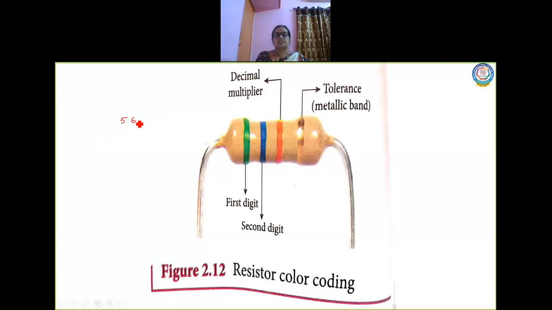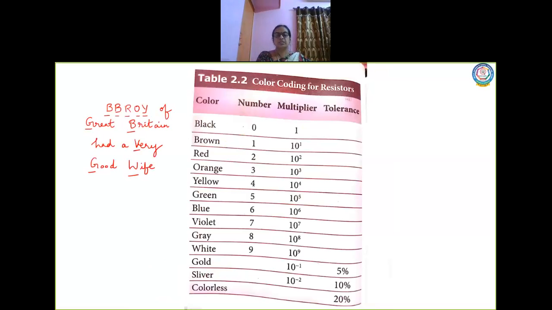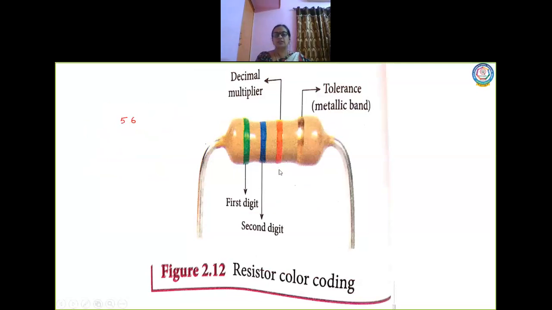Now what is the third digit? The third color is orange. So that should be the decimal multiplier. Look at this. Now the color is orange. What is the number given to the orange color? It is 3, and it should be 10 power 3. The third color should be written as a power of 10.